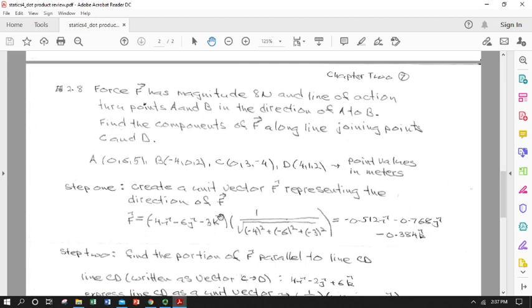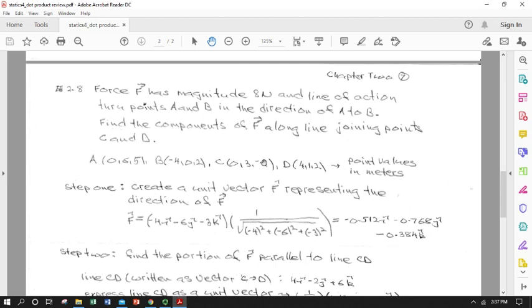We're going to divide by its full length, which is the square root of 16 plus 36 plus 9. This looks like the same thing, and this time I went ahead and used my calculator and multiplied it out. So this is F hat. This is the direction along which we're going to send 8 newtons of force. Okay? So which portion of this is parallel to whatever direction C to D is?